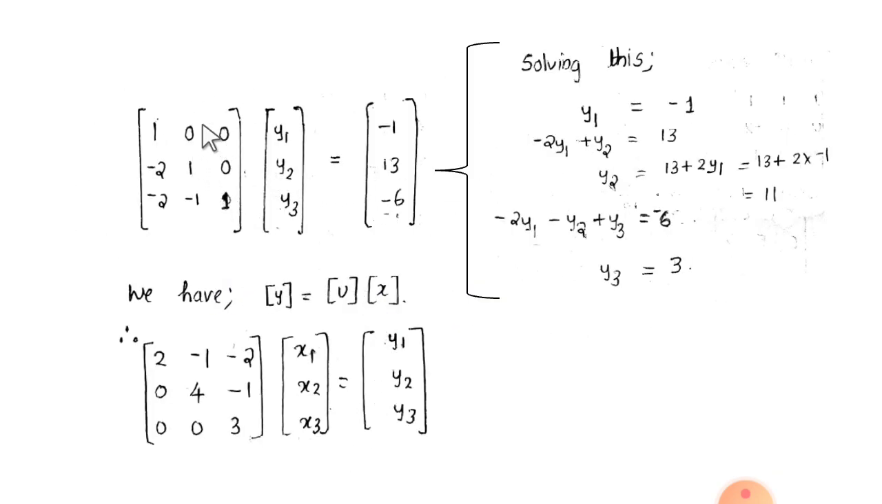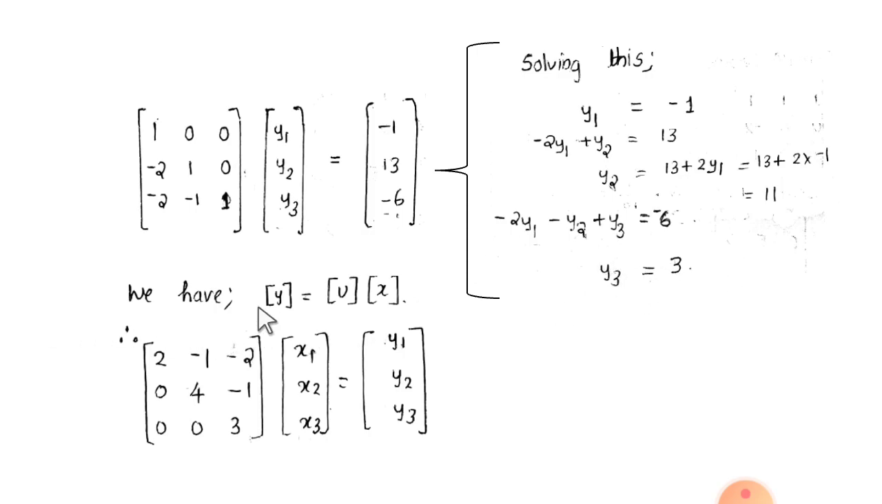Now we know LY equal to B. We have learned that in the Doolittle method. L is the lower triangular matrix. From this you can solve for the values of y1, y2 and y3. Here, for y1, this row into this column, you will get y1 equal to -1. This row into this column, you will get y2 equal to 11. Then this row into this column, you will get y3 equal to 3.